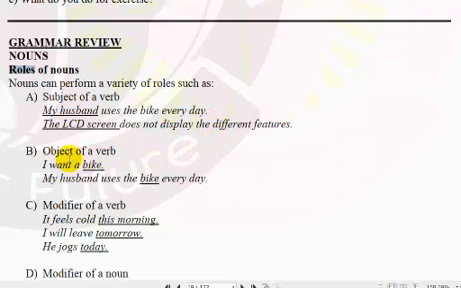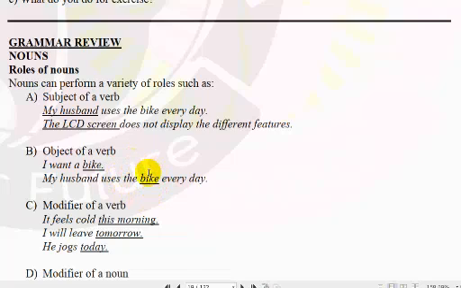Next, the object of a verb. It is the other side of the sentence. Number one was the first part of the sentence; now it is the last part. I want a bike. A bike is an object, describing what you want. My husband uses the bike every day. My husband is the subject, uses is the verb, and the bike is the object.